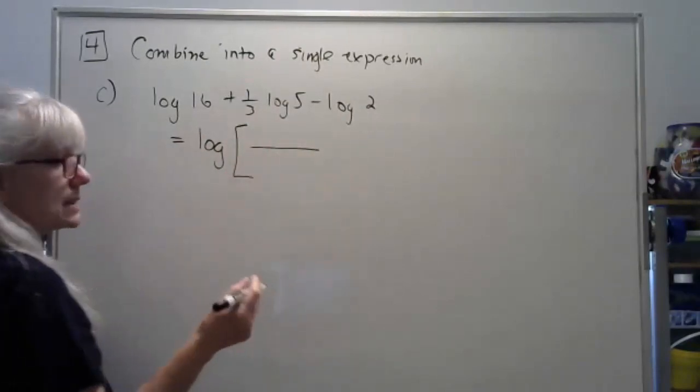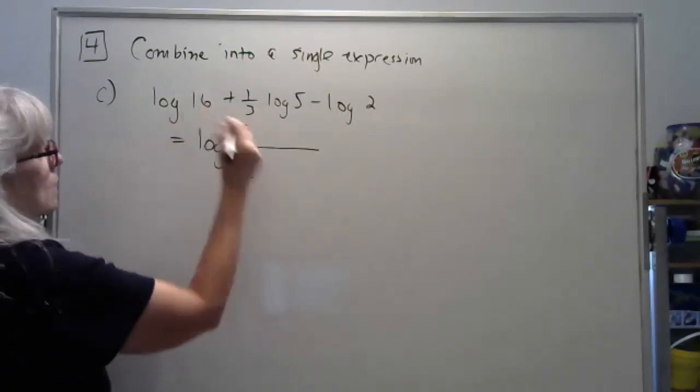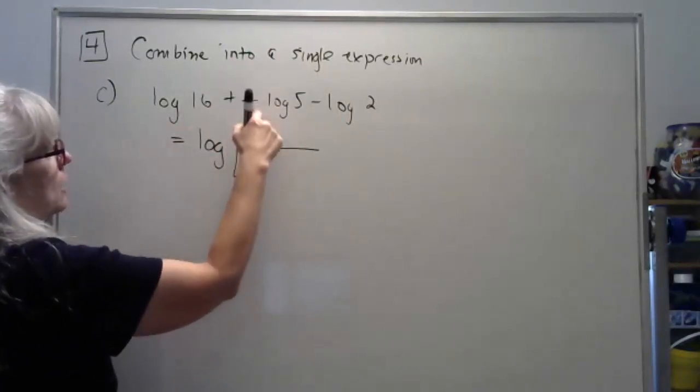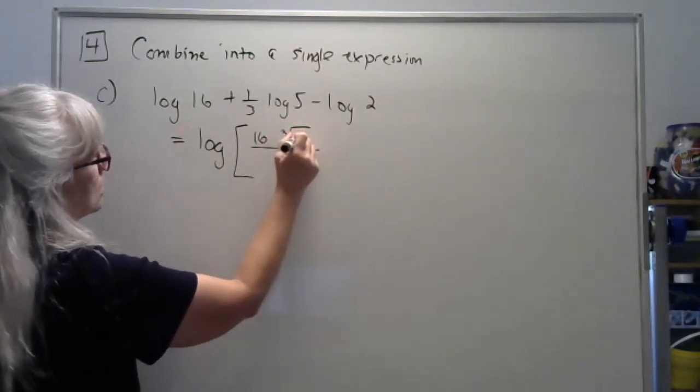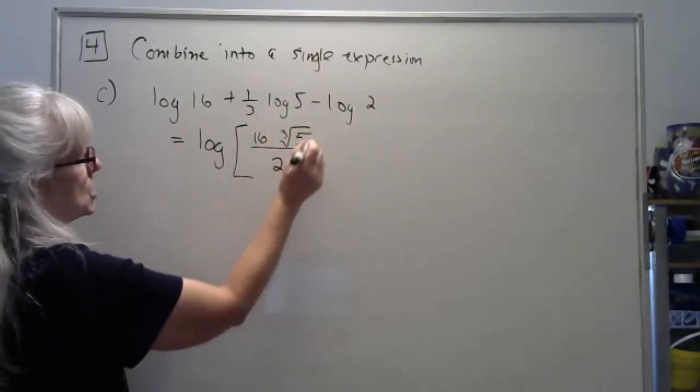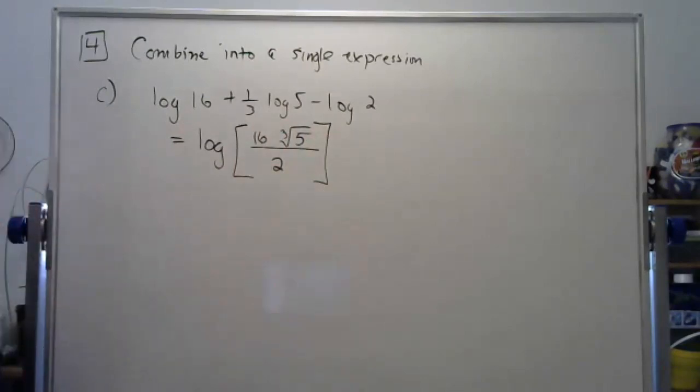Because we see pluses and minuses, we know it's a fraction again. So I have a 16. The 1/3 and the 5 get combined to give me a cubed root of 5. And then the 2, because it's a negative term, goes to the denominator. So I have log of the quantity, 16 times the cubed root of 5 all over 2.